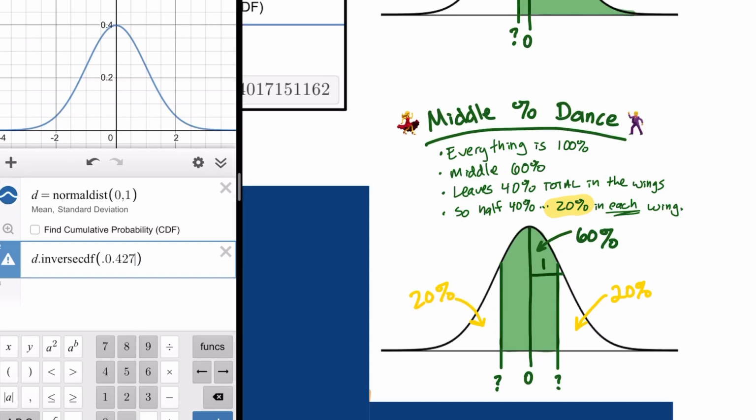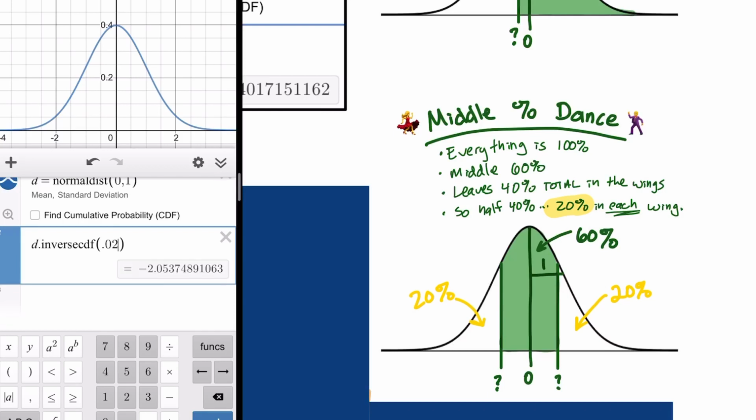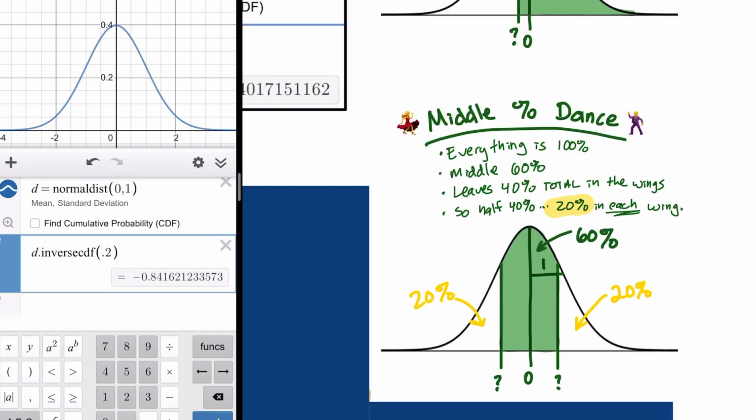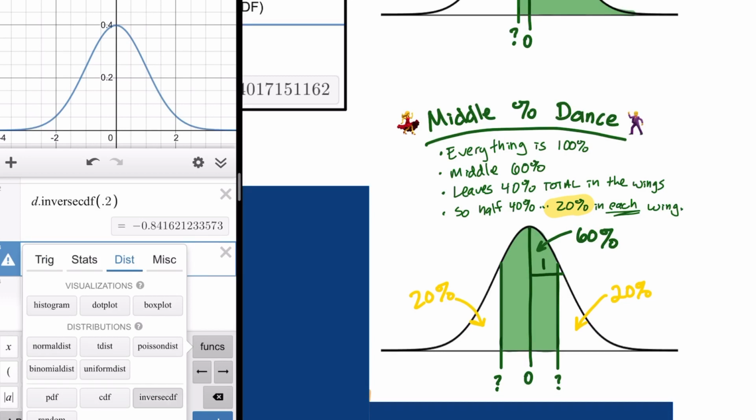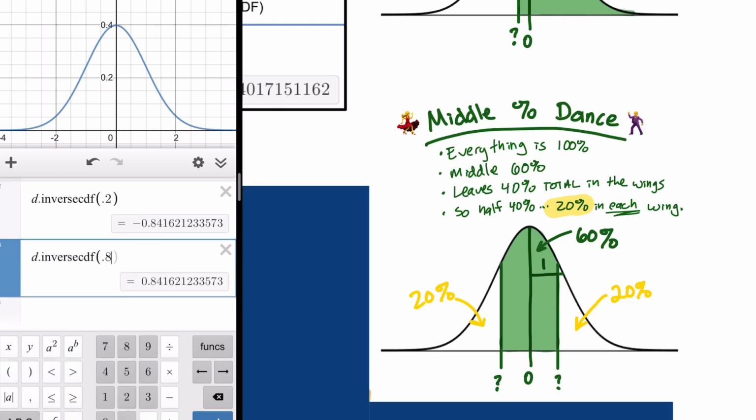So let me go ahead and do that. This is going to be 0.2, and I'll get a z-score of negative 0.84. All right. Additionally, I need to find this value. Well, what's the area less than this? It's 20% and 60% added together, so 80%. If I do the same thing with inverse normal CDF of 0.8, notice this time I get a positive 0.84.